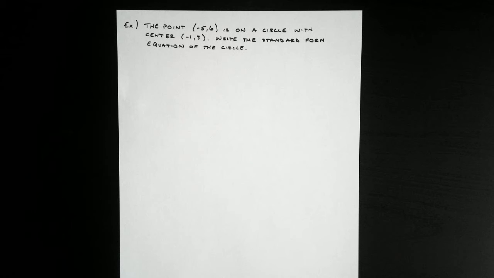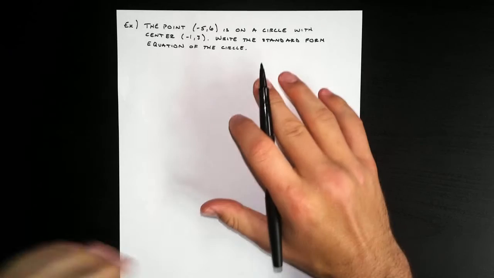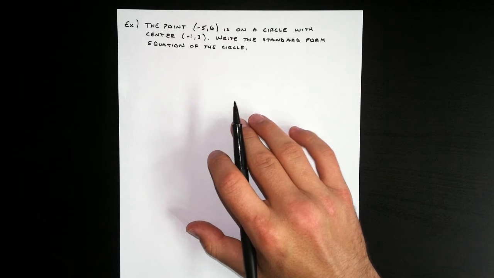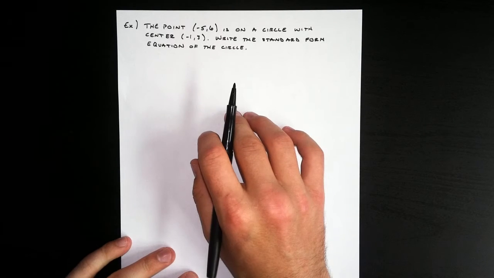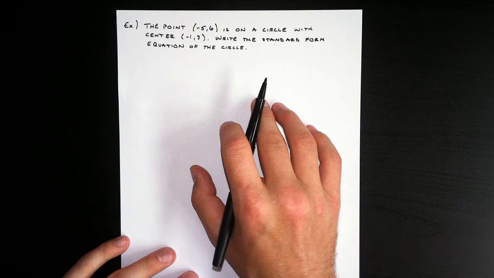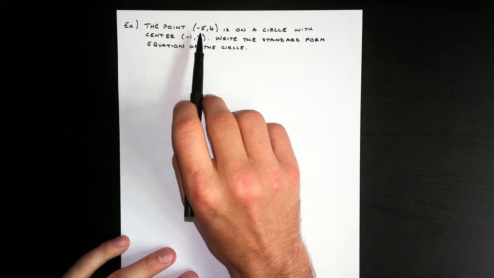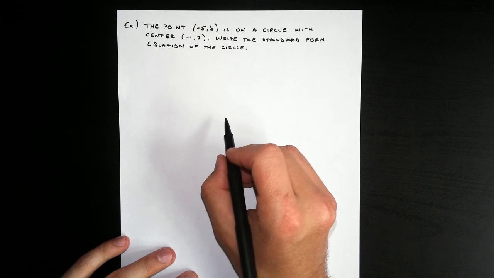Hello everyone. I want to take a look at an example of writing the equation of a circle when I'm given a point that is on the circle as well as the center of the circle. So normally when we're doing this, we know the center and we know what the radius is. In this case, I don't know the radius, but I know a point that is on the circle.